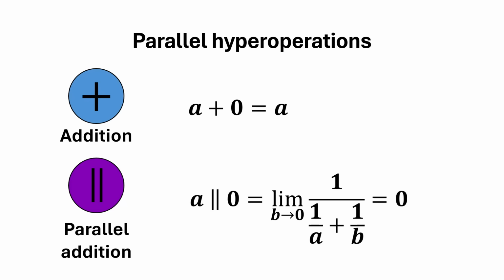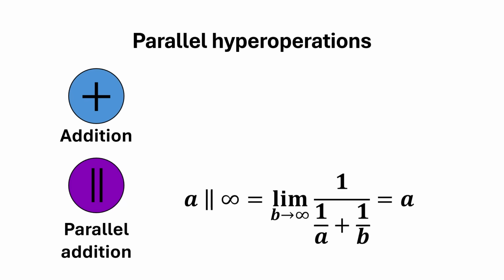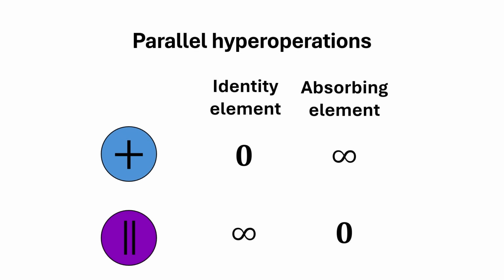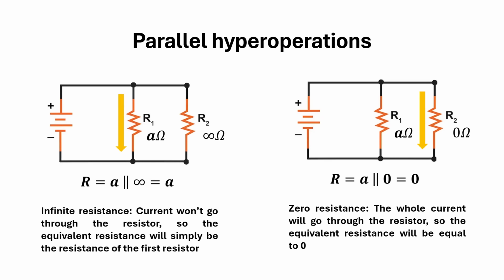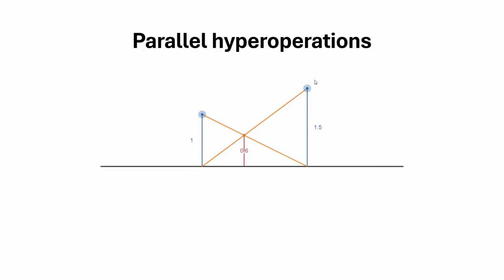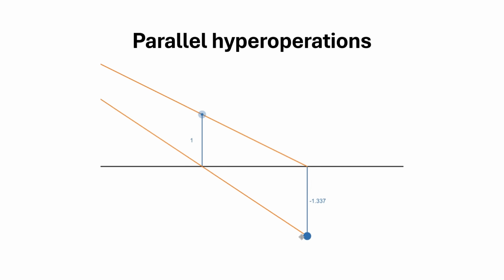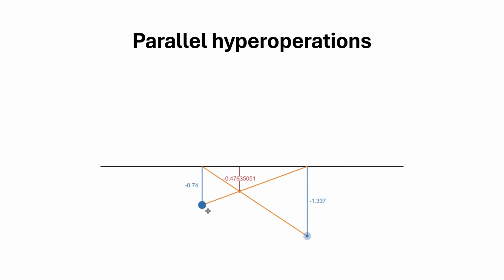The closest to an identity element we could find for parallel addition would be infinity, which, interestingly enough, could be seen as addition's absorbing element. It's interesting how these elements switched from one operation to another. You can understand them even better by noticing the analogy with electrical circuits, if you are familiar with these. Here is a more geometric visualization of this operation. The heights of the blue dots represent the operands, while the height of the red one represents the parallel sum.